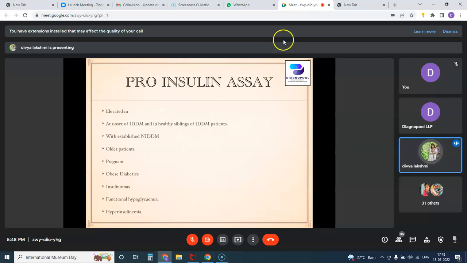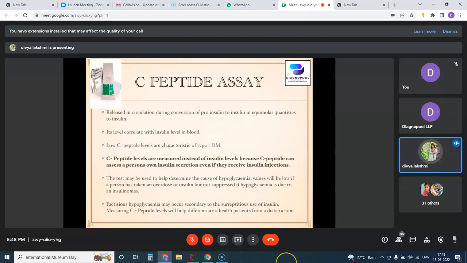Once the pro-insulin is released as insulin, C-peptide will remain in the serum for a longer duration. So exact measurement of C-peptide is proportional to the exact amount of insulin. If there is a good amount of C-peptide in the serum, it tells that there is a good amount of insulin. If there is a good amount of insulin, it says that beta cells are functioning properly. It is not type 1 diabetes.